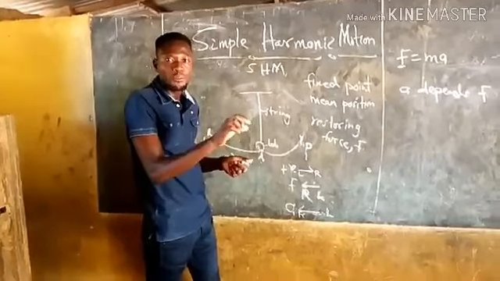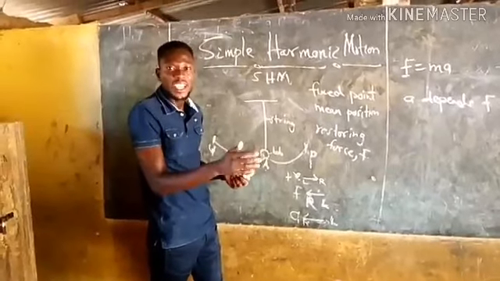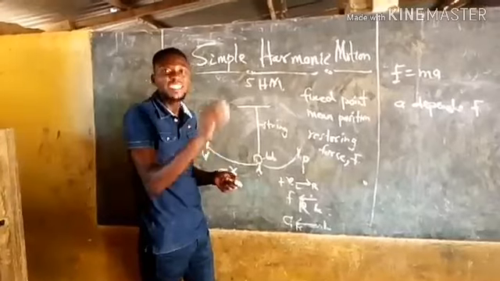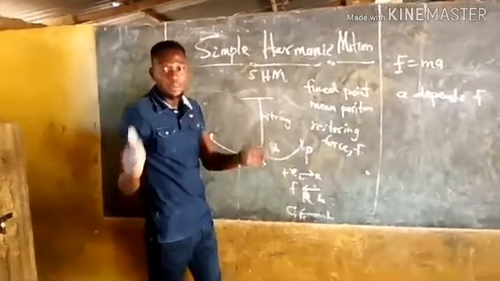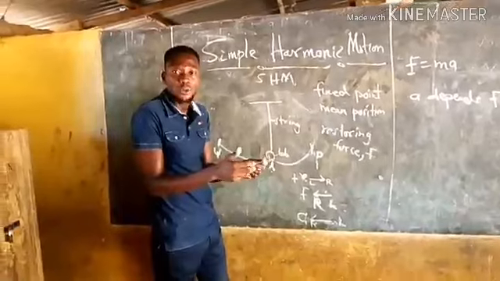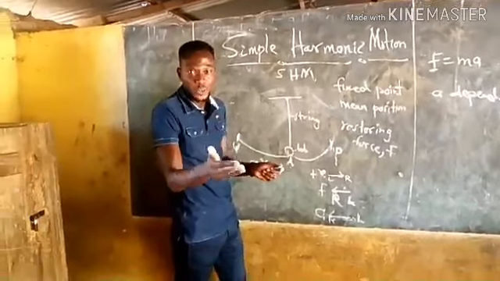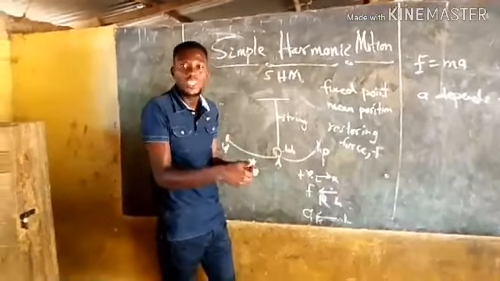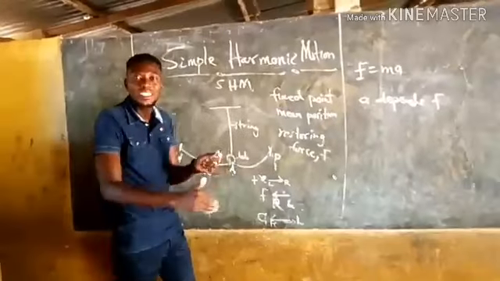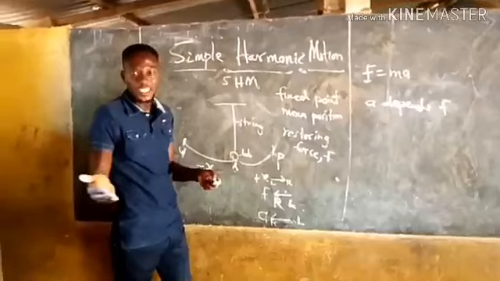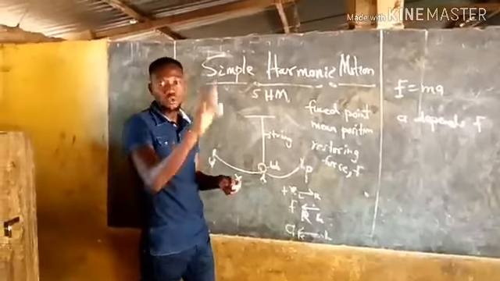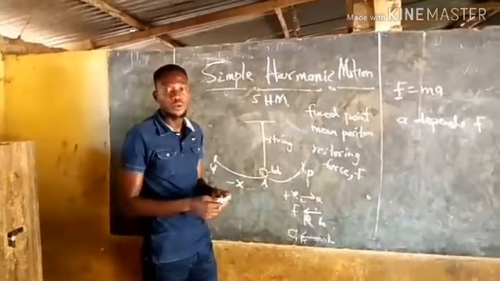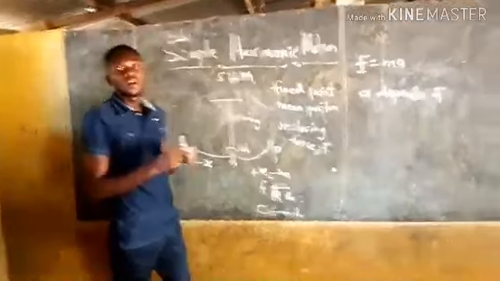The acceleration of a body undergoing simple harmonic motion is directly proportional to its displacement. The greater the displacement covered, the higher the restoring force and the greater the acceleration. Then two, the acceleration is directed towards a fixed point, which simply means that the acceleration is in opposite direction to the displacement. So these are the two conditions for a body undergoing simple harmonic motion.